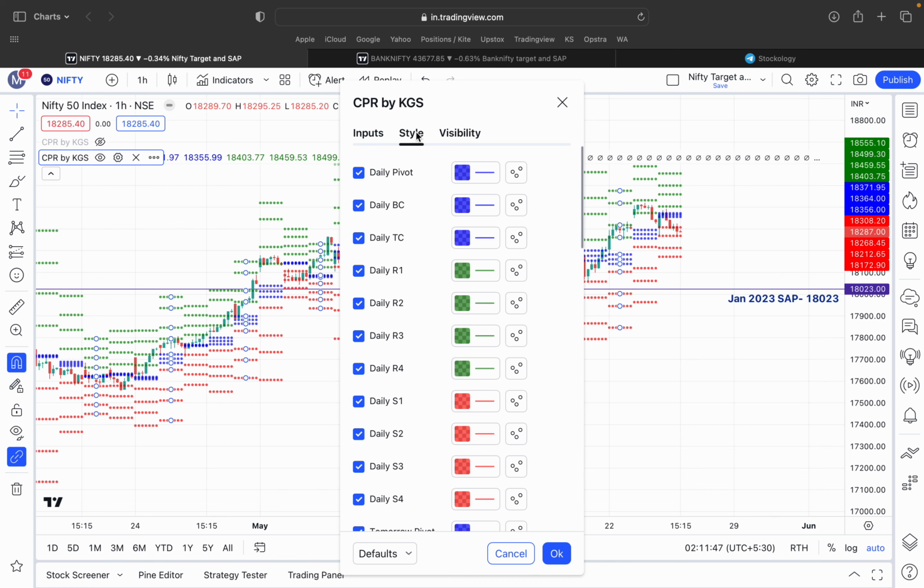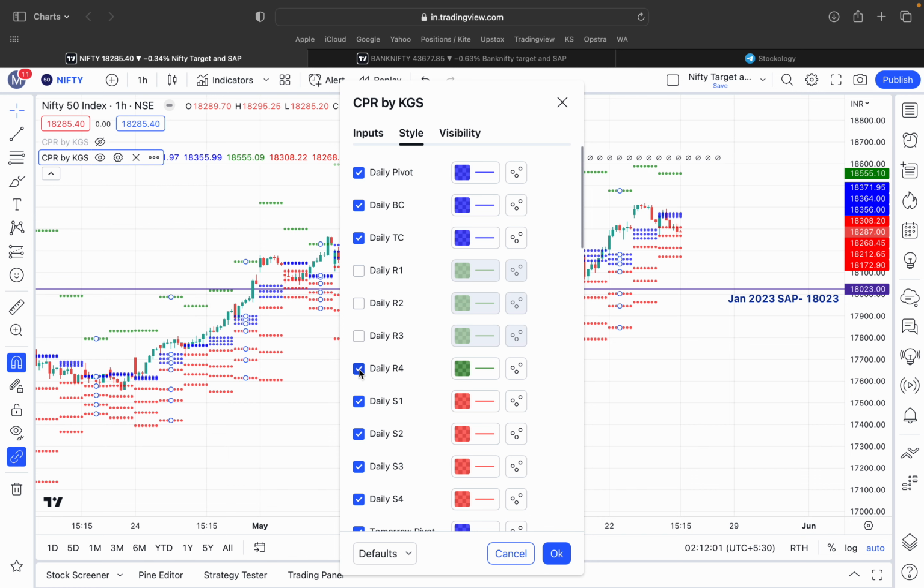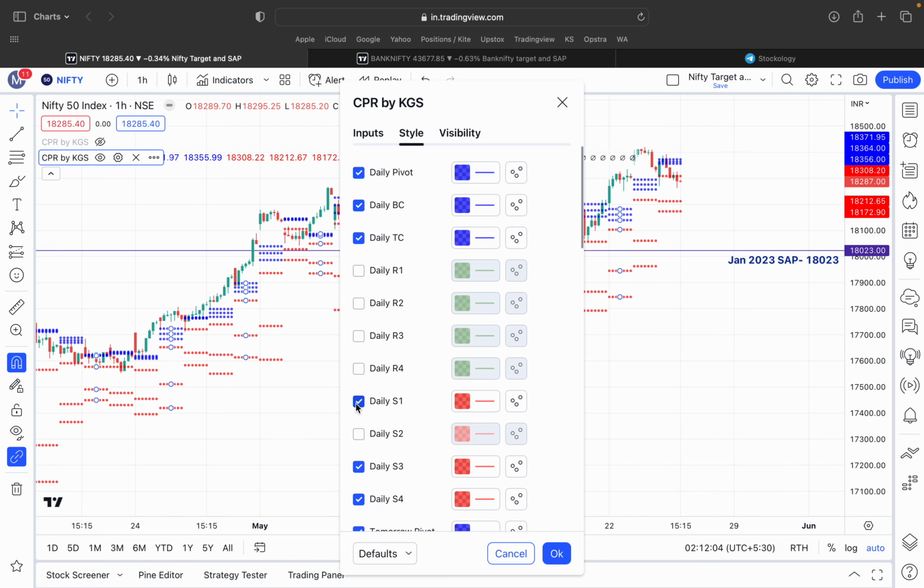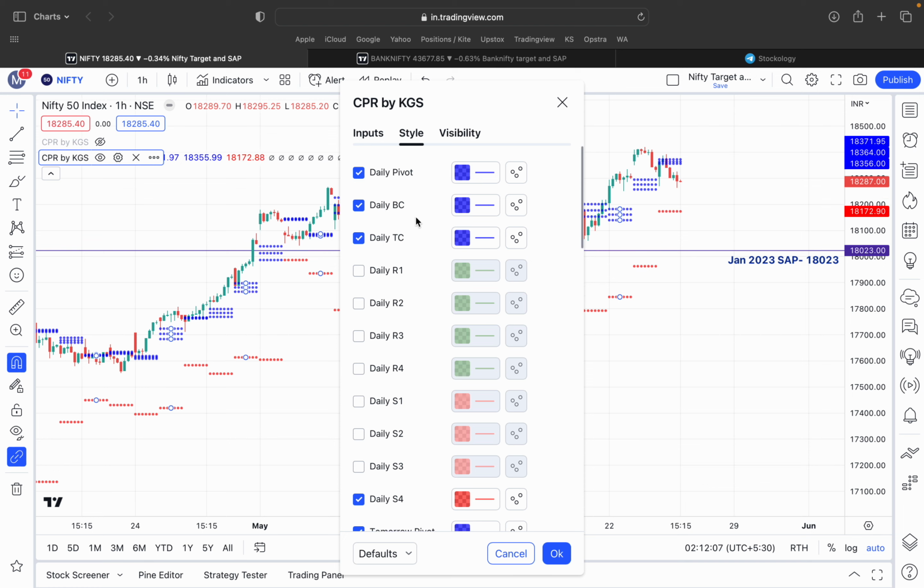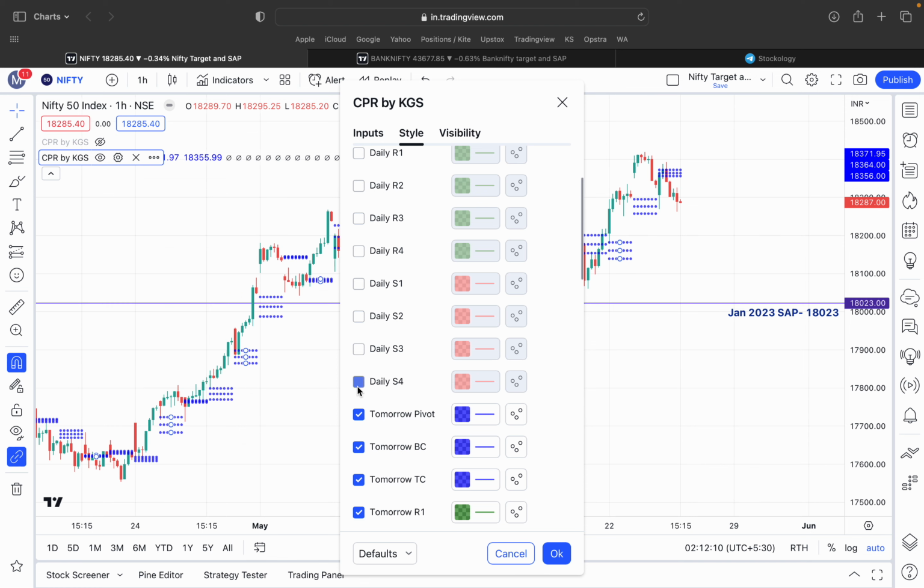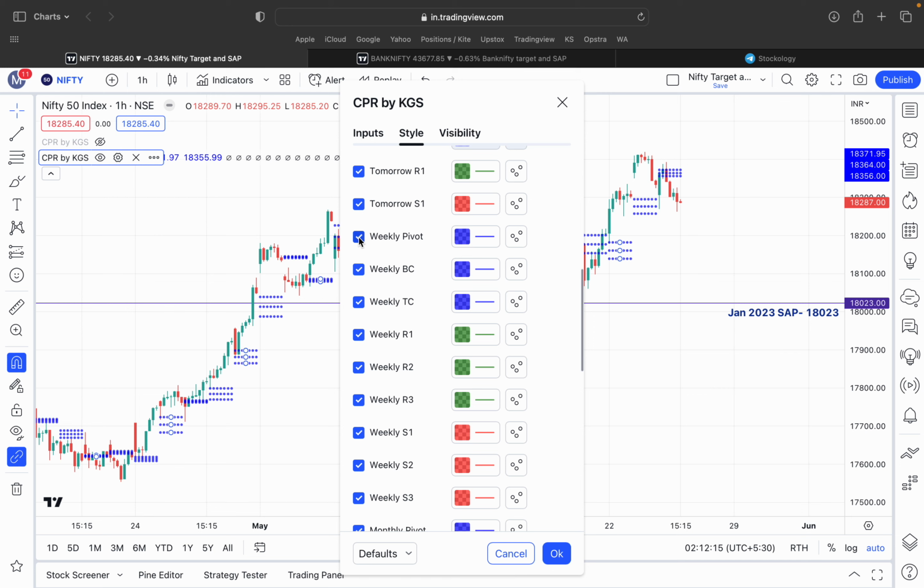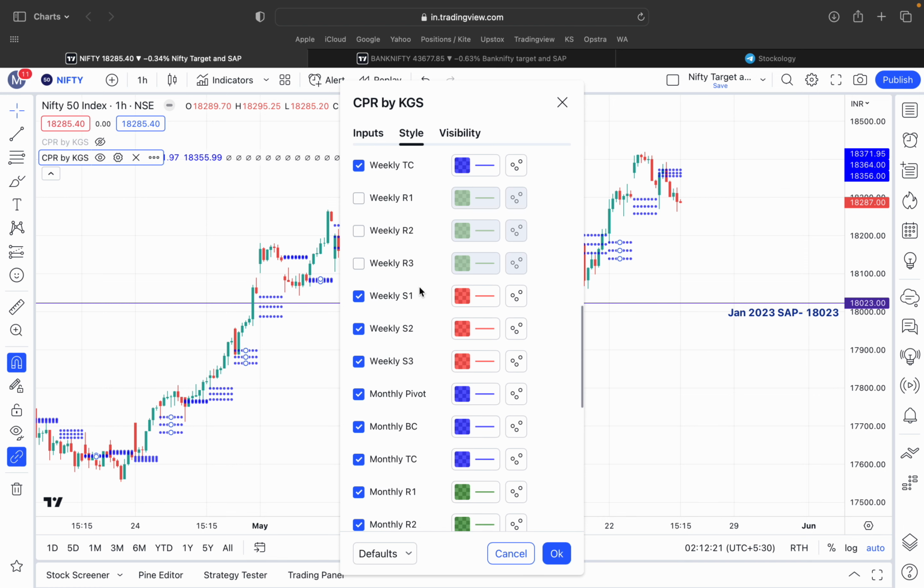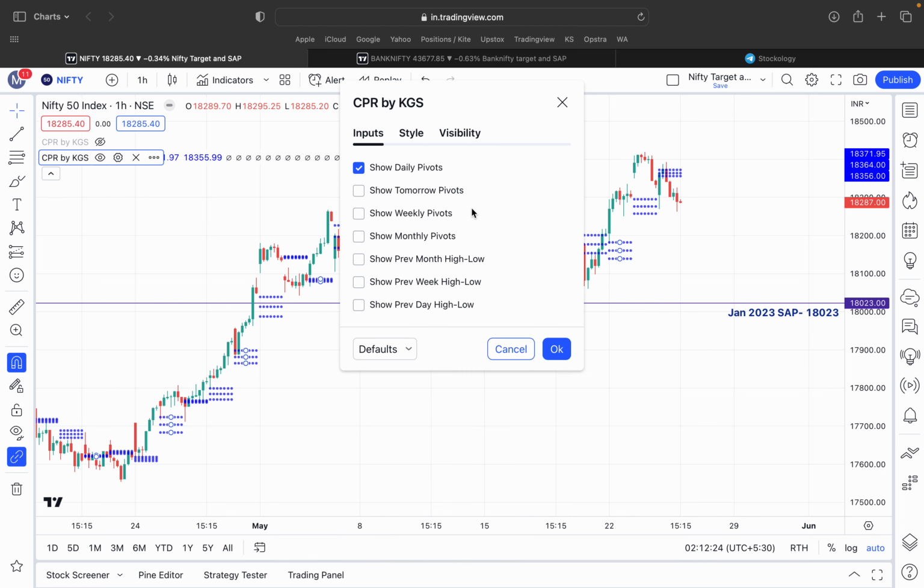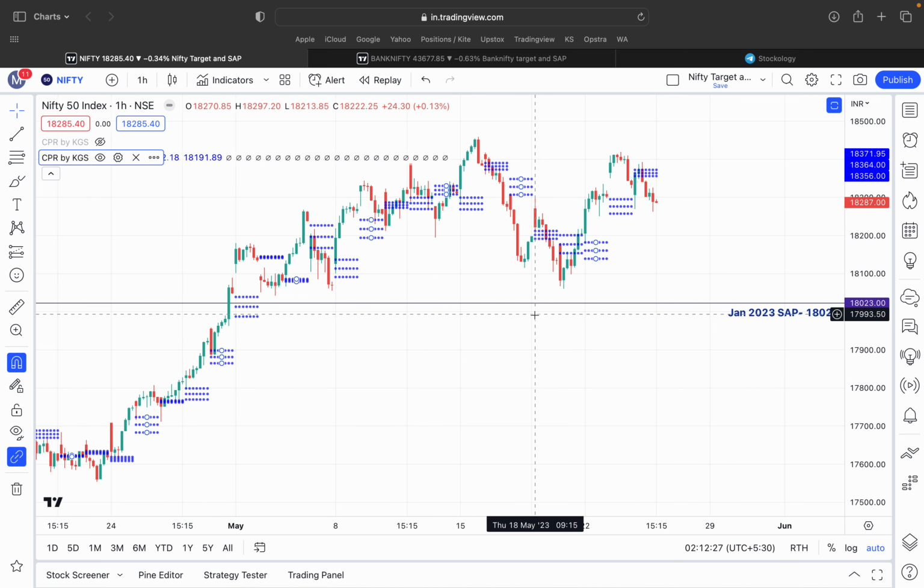Now coming into the style section, daily pivot, daily BC and daily TC. Now what do you mean by daily pivot, daily BC, daily TC? I'm going to cover that, but what you have to do first is just untick the rest of the ticks over here. So all we need is daily pivot, daily BC, daily TC, and then you have to untick the rest of the things. Similarly, in the weekly section, everything you have to untick. Okay, that's fine.